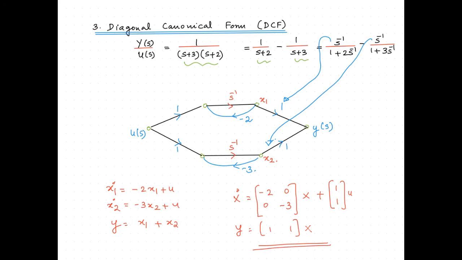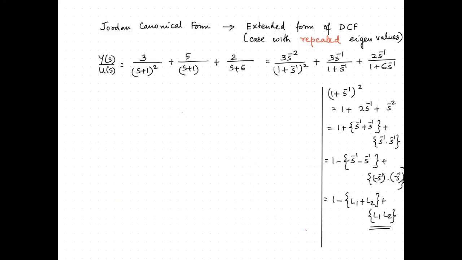So what it says is, it is a decoupled form. x1 dot depends only on x1 and x2 dot depends only on x2. It doesn't depend on other state variables. So we can also see that these poles are the diagonal elements.